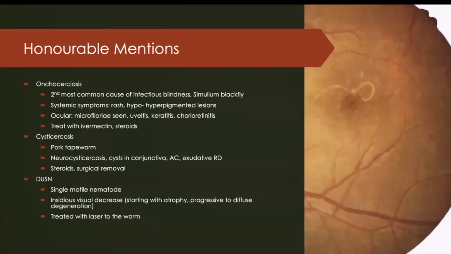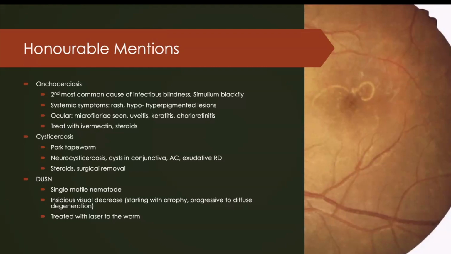So just some honorable mentions. Onchocerciasis, this is the second most common cause of infectious blindness after trachoma. It's your Simulian black fly for the purposes of your exams. You sometimes have the systemic symptoms, things like a rash, for example, areas of hypo and hyperpigmented skin. And ocularly, you may actually see on the slit lamp the live microfilaria.